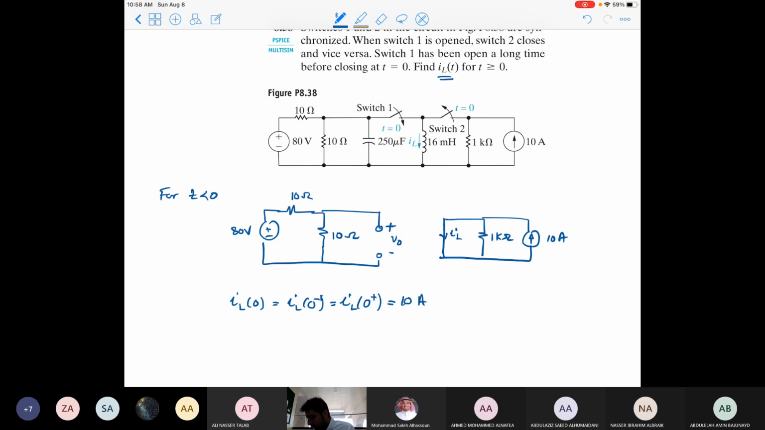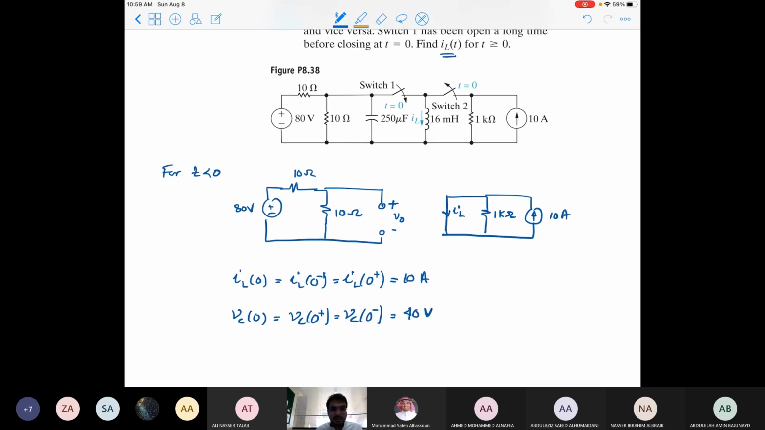ten amperes. The voltage across the capacitor is going to be, again, I need to find the voltage across the capacitor because I'm going to use it to find the initial conditions here. Okay, from t less than 0, I found the initial conditions.